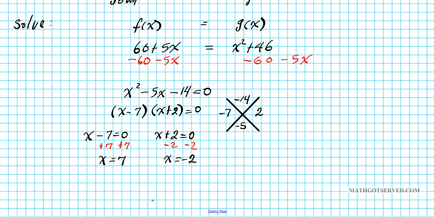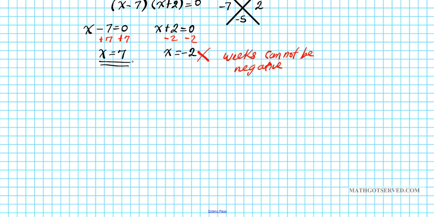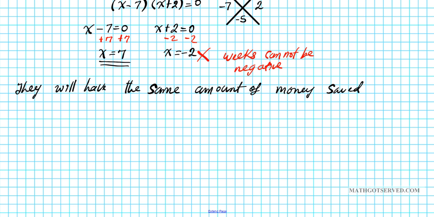Okay? Which answer makes no sense? Is it possible to have negative weeks? Makes no sense, right? Since we're talking about weeks, weeks can only be positive, so this is the answer. This cannot be an answer because weeks cannot be negative. It's outside the domain of time. So let's write down our final answer, contextualize the result. They will have the same amount of money saved in 7 weeks. Okay, so that's that.